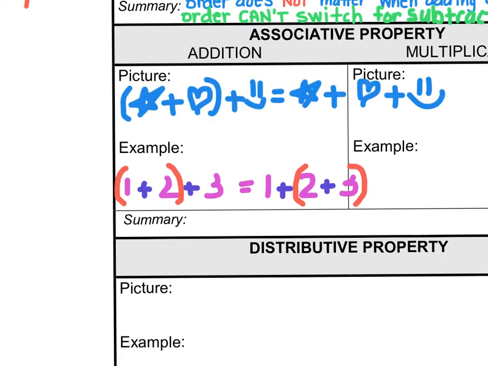Notice in the picture I have a star plus a heart plus a smiley face. The parentheses are associating the star plus the heart. Well, to make this the associative property, I now need to associate by parentheses the heart and the smiley face. The associative property states that it doesn't matter who is grouped inside the parentheses, it will still have an equal outcome. The associative property works for addition and multiplication.